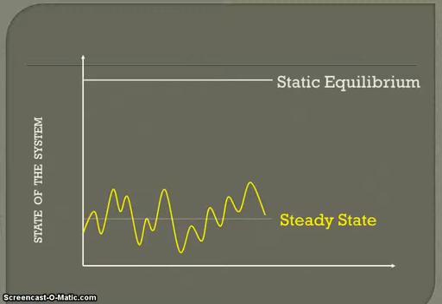So looking at the difference between them, you can see that static equilibrium is constant, whereas the steady state equilibrium fluctuates about a given point.